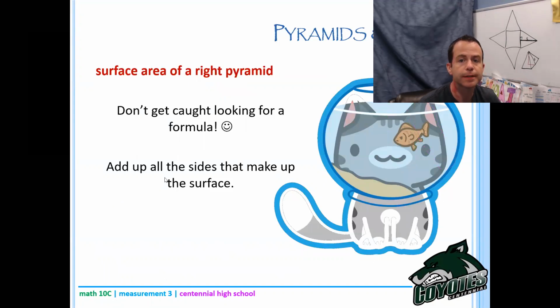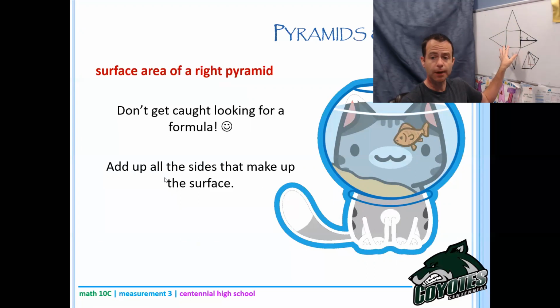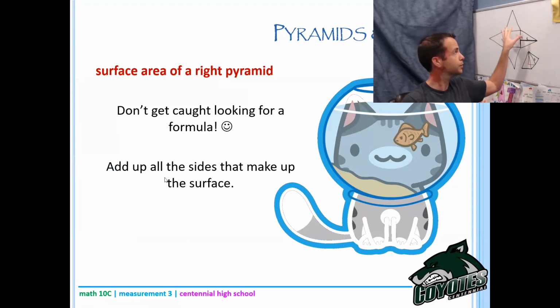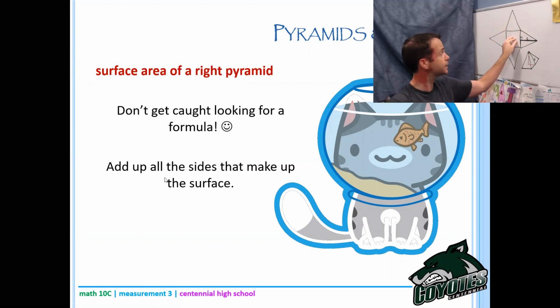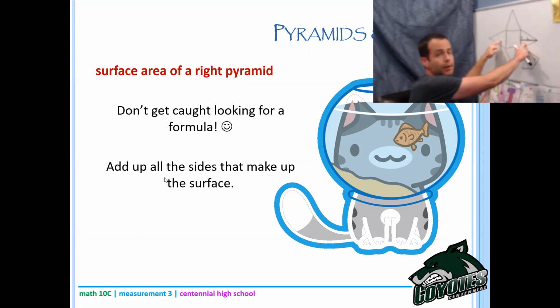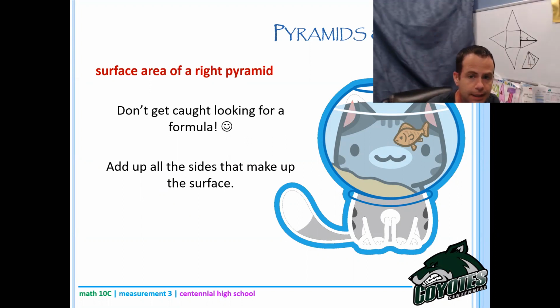Okay, surface area of a right pyramid. Again, there is no formula. Don't get caught looking for a formula. All you do is add up all those sides. So you can see right now in a rectangular-based pyramid, there will be 5 sides you have to find. You'll have to find the bottom and then the 4 triangles. The 4 triangles are only the same triangle if it's a square on the bottom. If it's a rectangle on the bottom, these 2 triangles will be the same and these 2 triangles will be the same. And we'll practice that together.